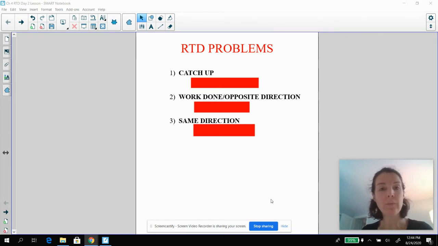So let's just do a quick recap. Remember, there are 3 types of RTD problems: catch up, work done or opposite direction, and same direction. You always set up your RTD chart first, and then you find the distances for each person involved in the problem. So I want you to pause the video here and think about what you do with the distances for each type of problem. Pause your video and I'll see you in a second.